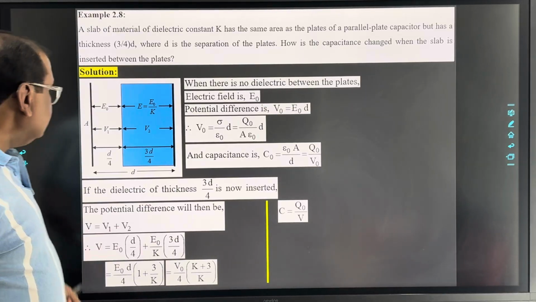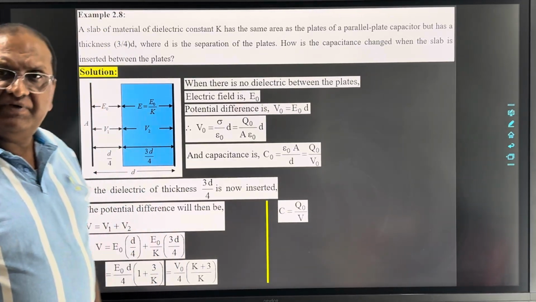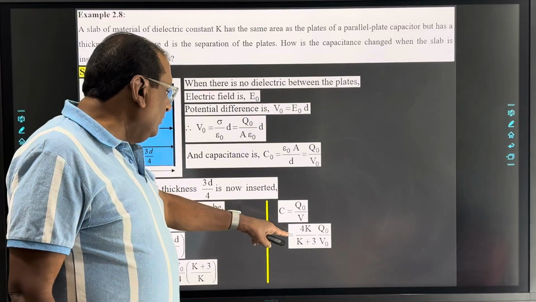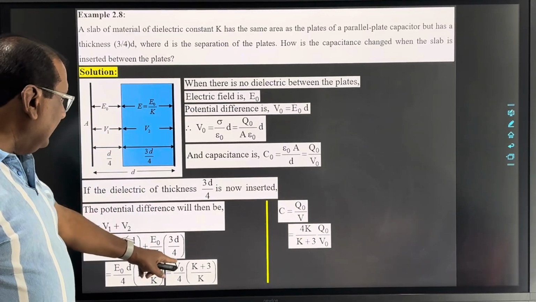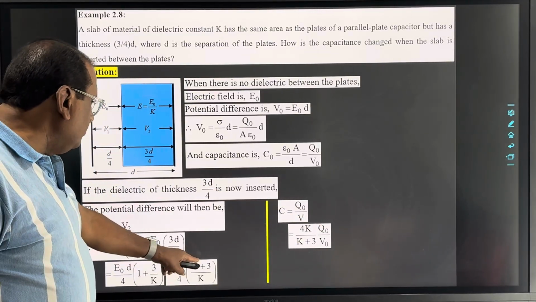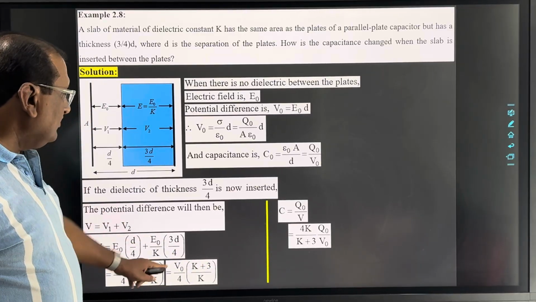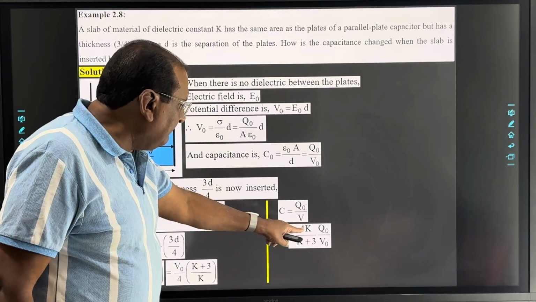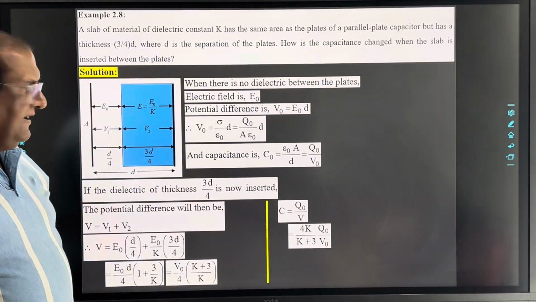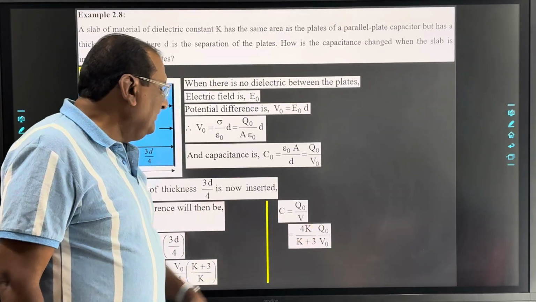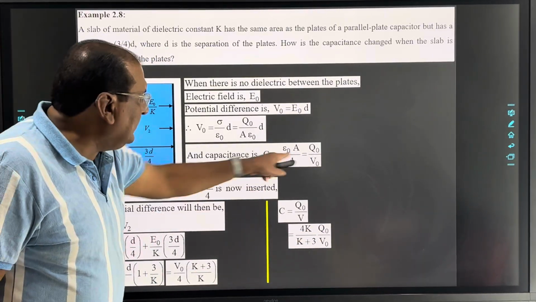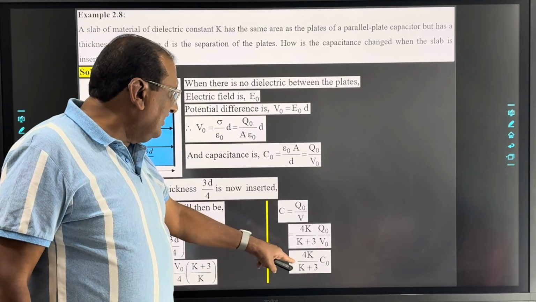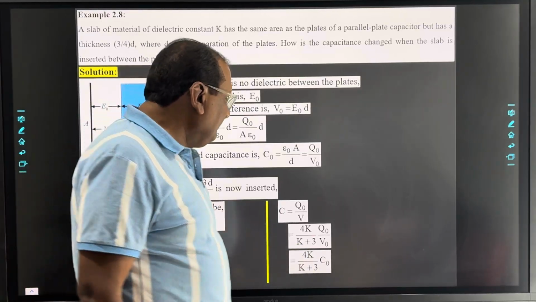Now C is Q0 by V. So here we can write C equal to Q0 by V, where V is V0 by 4 into K plus 3 by K. So V is equal to this one. Directly if we substitute, then it is 4K upon K plus 3 into V0. Here Q0 upon V0 is our original capacitance. So we can write C equal to 4K upon K plus 3 into C0.